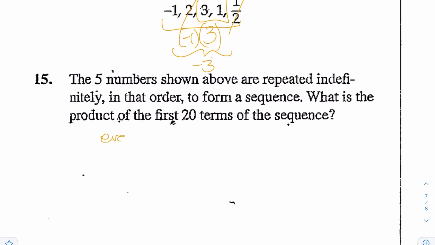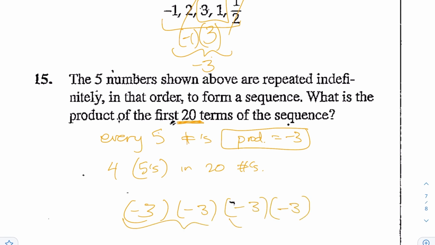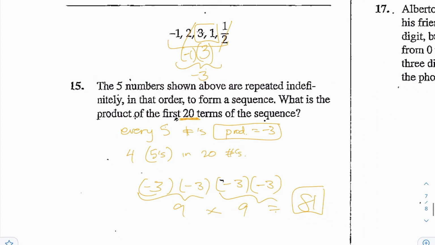So every 5 numbers, you get a product equal to -3. So since you have 20 terms, you'll have 4 of those, because there are 4 5s in 20 numbers. So that means you have to do -3 times -3 times -3 times -3. And now each pair will be equal to 9, and 9 times 9 is equal to 81. Because negative times negative turns into positive. That's how you follow the pattern for number 15.